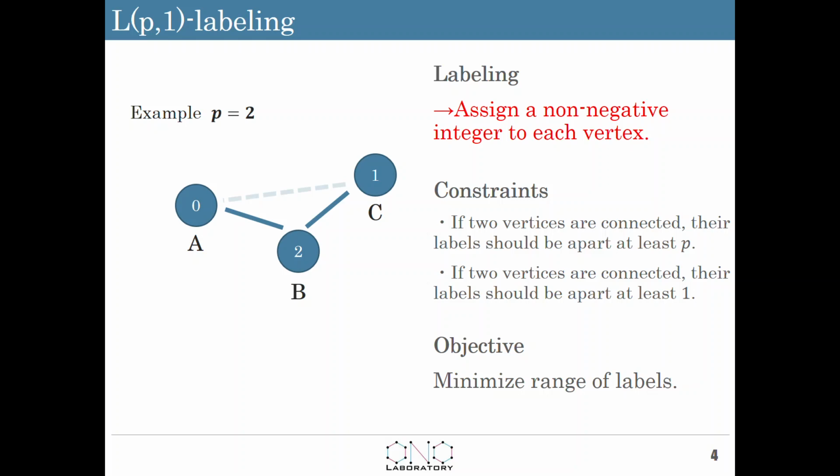Assign a non-negative integer to each vertex, but they have constraints. B and C violate the distance 1 condition, so change C's level to 0. A and C violate the distance 2 condition, so change C's level to 4. This leveling doesn't violate any constraint. But its range can be improved like this. This leveling is minimum, so this one is the optimal leveling in this graph.